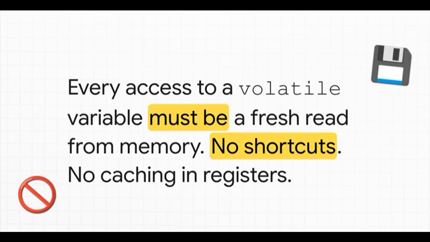So here's the bottom line. When a variable is marked as volatile, the compiler is forbidden from caching its value in a register. Every single time your code even mentions that variable, the compiler has to generate instructions to go directly to its main memory location and fetch the latest, most up-to-date value. No more shortcuts, no more assumptions.